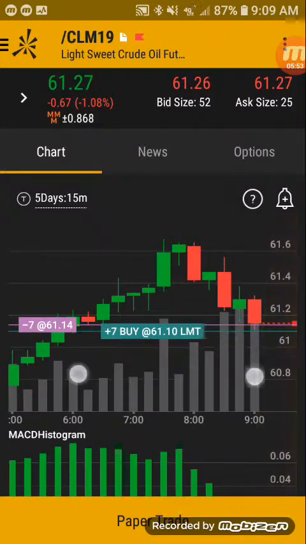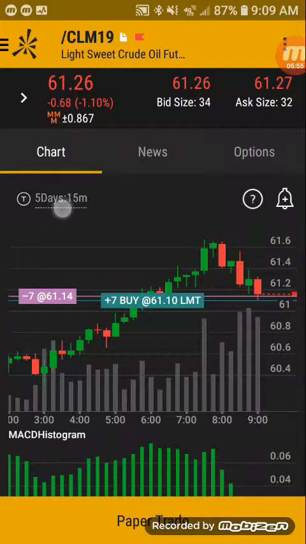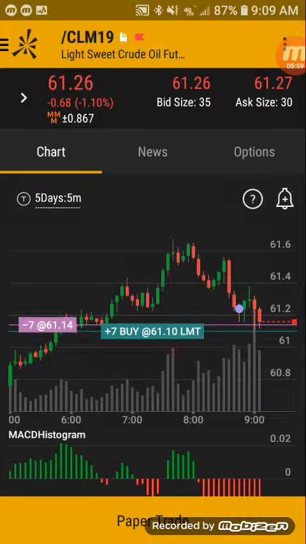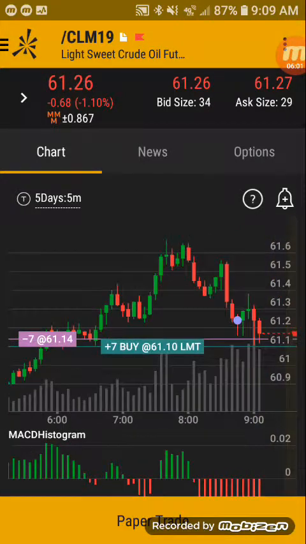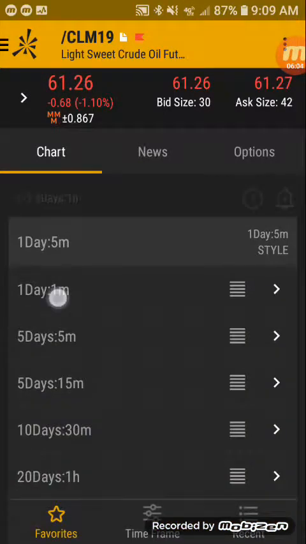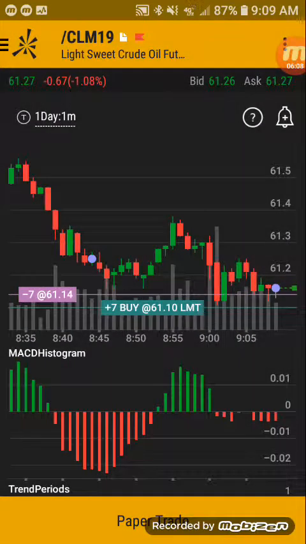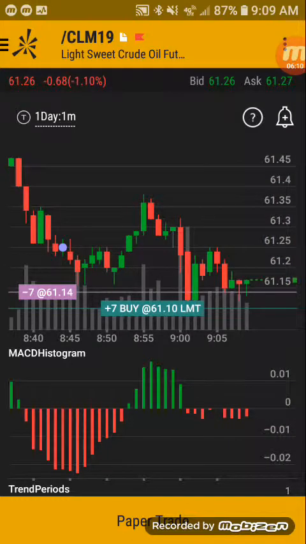So I'll bring it down to a 5-minute candlestick chart so you can have a little bit of a better view, or even a 1-minute. We'll zoom in, it kind of spreads everything out. You can see it more clearly. So now I'm waiting for price to run into my buy order.